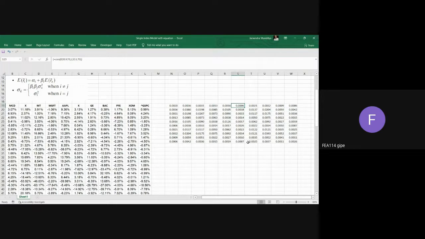Now coming to the other method, the second one, which is what we are going to do, the shrinkage estimator method. There will be a substantial difference between the shrinkage estimator method and what we have done just now, the single index model or the sample variance covariance model.